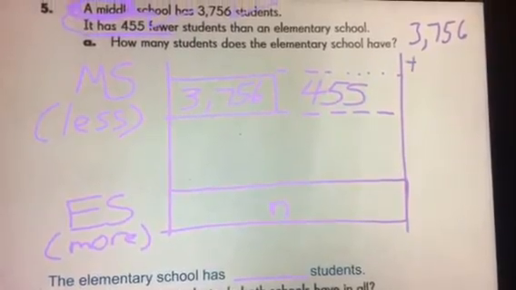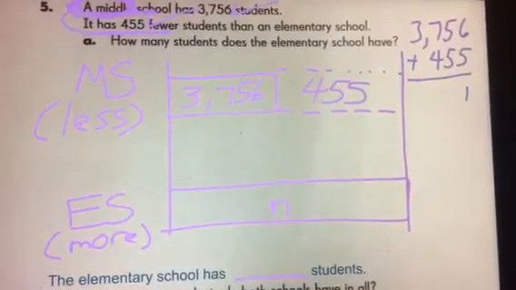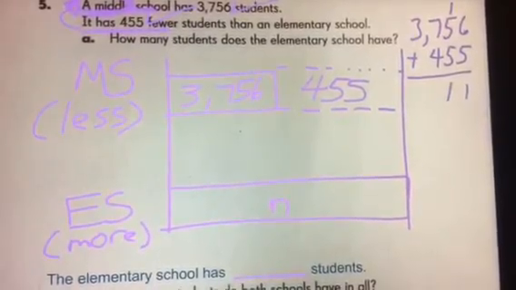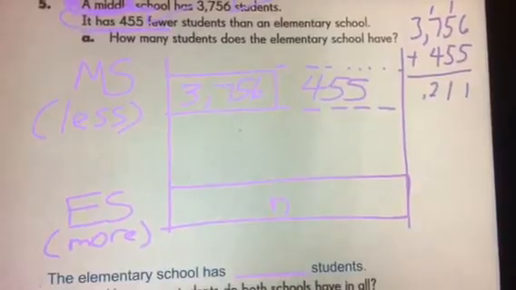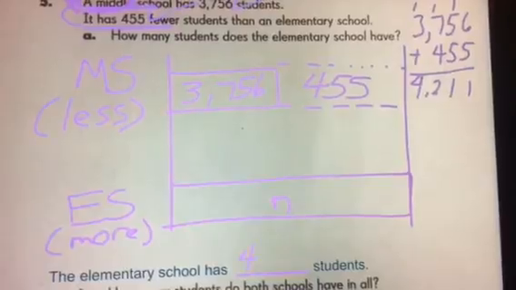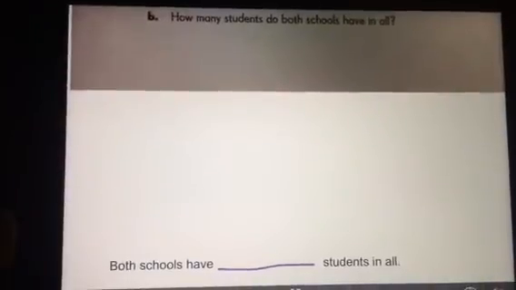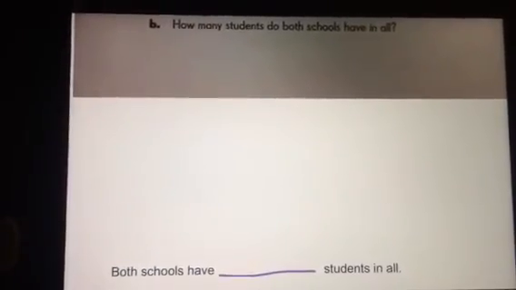3,756 plus 455 would equal, here we go, 4,211 students in the elementary school. Moving right along to part B. How many students do both schools have in all? The answer statement is both schools have blank students in all.